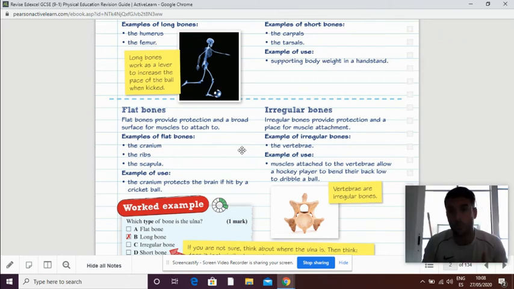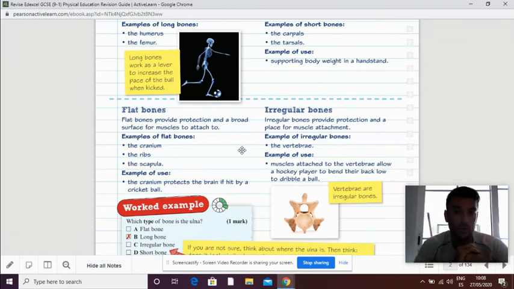So examples in sport, as we said before, the cranium would protect the brain when heading a football, or when receiving a chest pass in basketball, the ribs would protect the heart and lungs in case you slightly missed the pass, it would go into your heart and lungs. And the final type we'll look at is irregular bones.